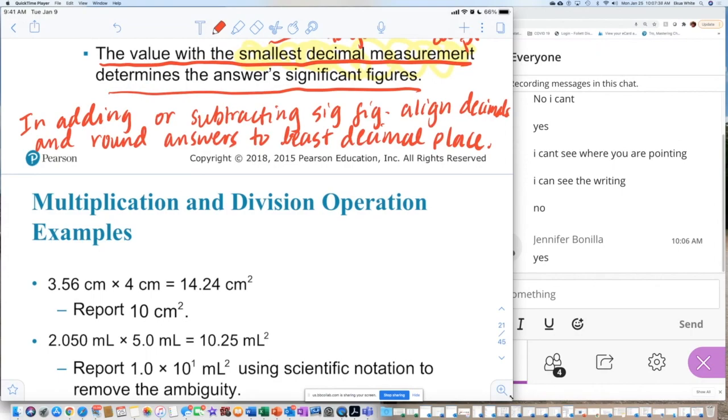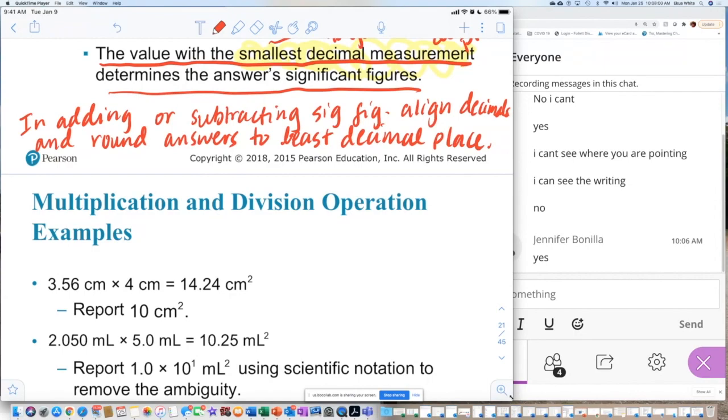Today we're going to be working on multiplication and division operation. With adding and subtracting, the decimal place, once we get the correct decimal place, we have the correct significant figures. Okay, so here the idea is the correct decimal place is the correct significant figures.